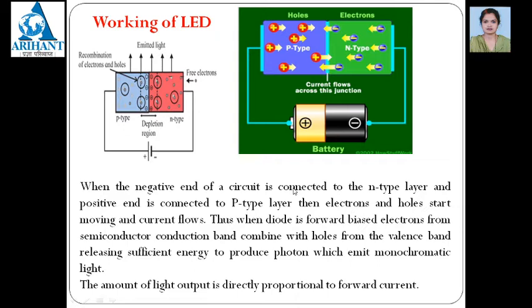When the negative end of the circuit is connected to the N type and the positive end is connected to the P type, the electrons and holes start moving, and because of this forward current flows. Thus, when the diode is forward biased, electrons from the semiconductor conduction band combine with the holes from the valence band and release some energy to produce photons. These photons are emitted as monochromatic light. The amount of light output is directly proportional to the current. Means how many photons are emitted depends on how much current is flowing through this PN junction.